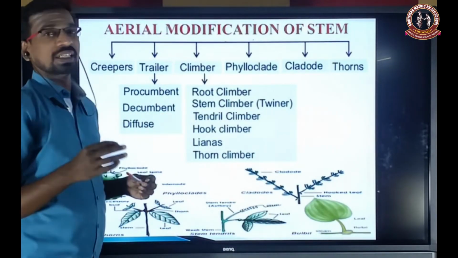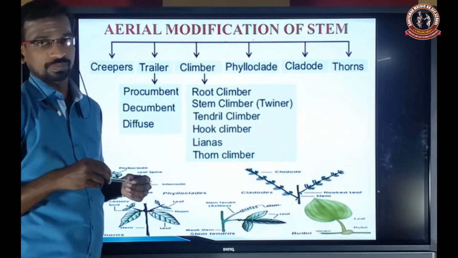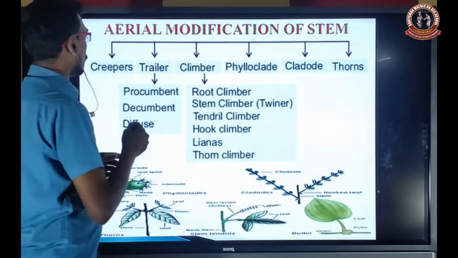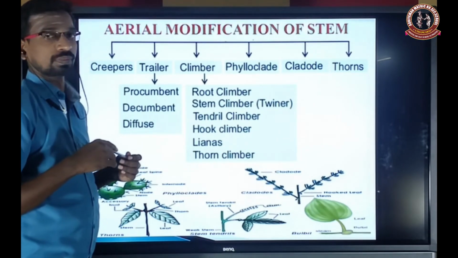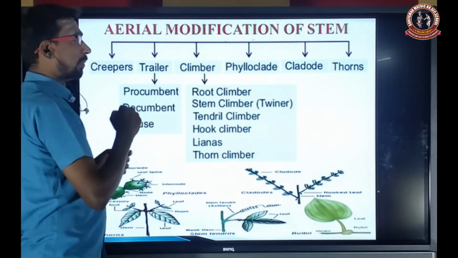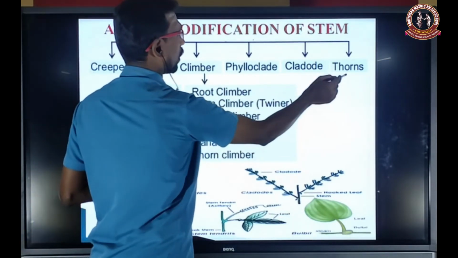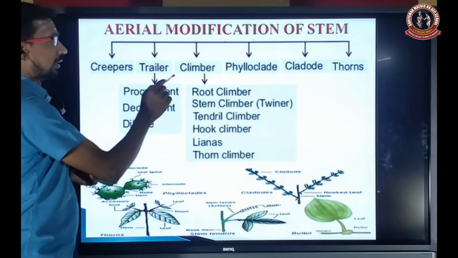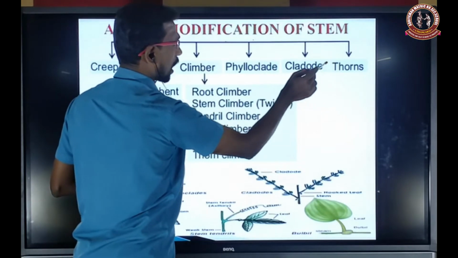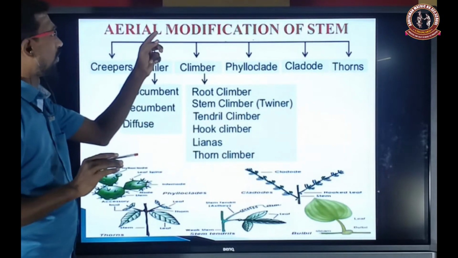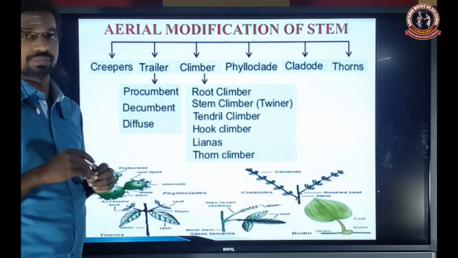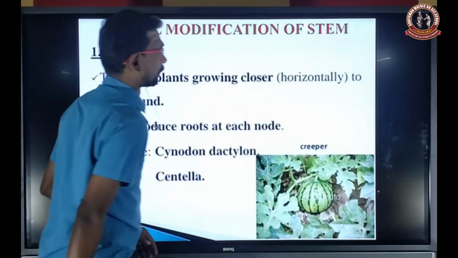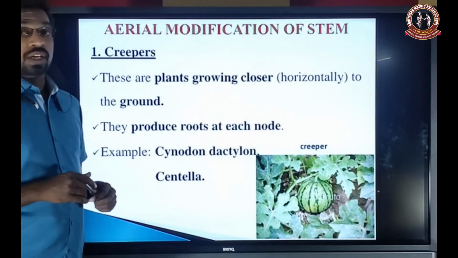So first we are going to see the aerial modification of the stem. This aerial modification is further divided into different types: creepers, trailers, climbers, phylloclade, cladode, and thorns. These are the major types of the aerial modification of the stem. So let's see one by one. First one is creepers. So what are creepers?